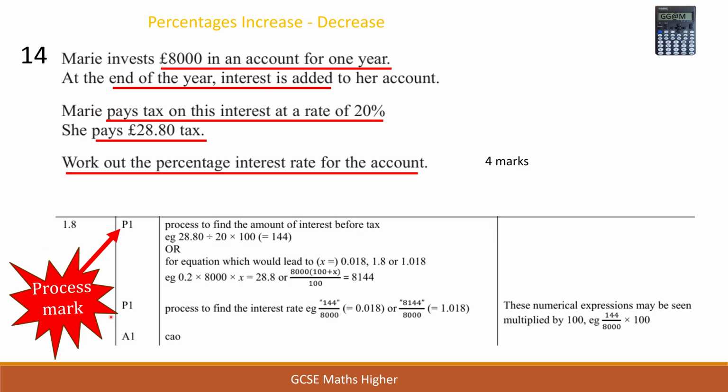These P1 are process marks. So this is the method marks here, so read through how to do that information there. And the CAO means correct answer only. So make sure you know how to get the correct answer only, which is 1.8 to get the mark in the exam.